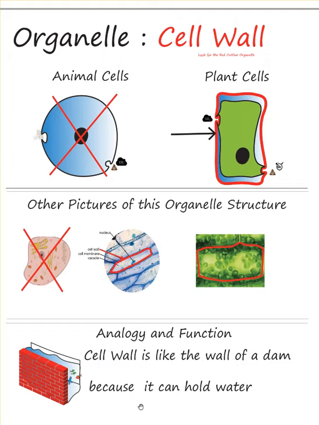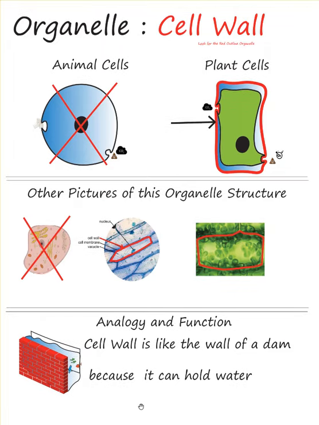This one is called cell wall. And you can see that there is not a cell wall in animal cells. There is a cell wall in plant cells, and this is going to be the outside barrier. It's stronger. It protects the plant.